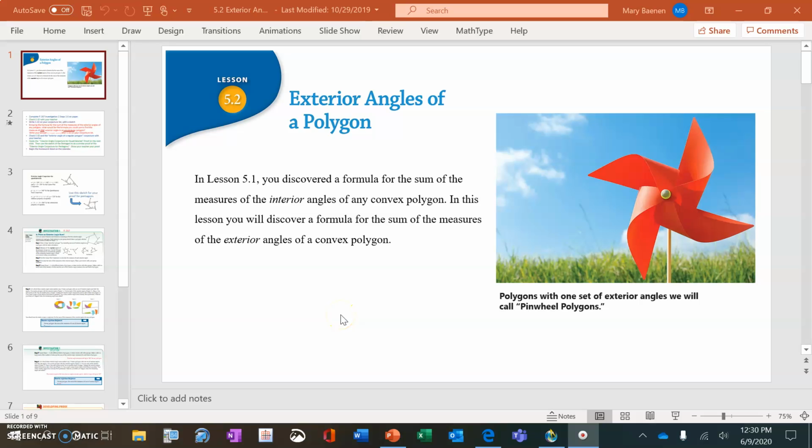This is lesson 5.2 of accelerated geometry, and it's called exterior angles of a polygon. So it says in our last lesson, 5.1, you discovered a formula for the sum of the measures of the interior angles of any convex polygon, which was n minus 2 in parentheses times 180. In this lesson, you will discover a formula for the sum of the measures of the exterior angles of a convex polygon.